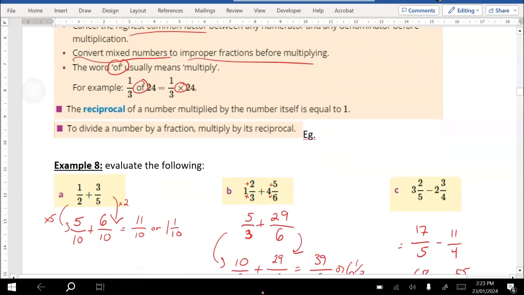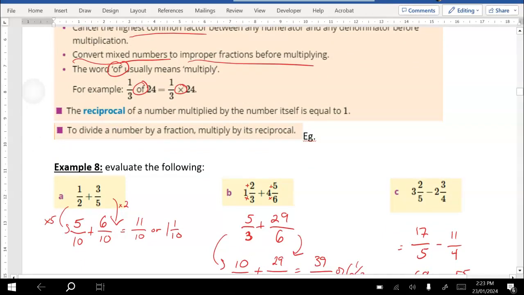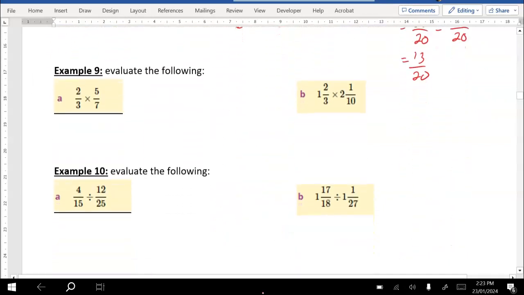Before we do those examples, the reciprocal of a number multiplied by the number itself is equal to 1. So 1/3 of 3, and remember we write a whole number as 3/1, equals 3/3 equals 1. That's a very sloppy 3, isn't it, sir? So here we have some multiplication examples. It's pretty simple. We just multiply these two: 5 times 2 is 10, and then we multiply these two: 7 times 3 is 21. Is there anything we can cancel? That's it. That is done.